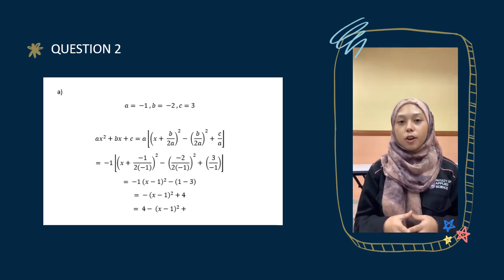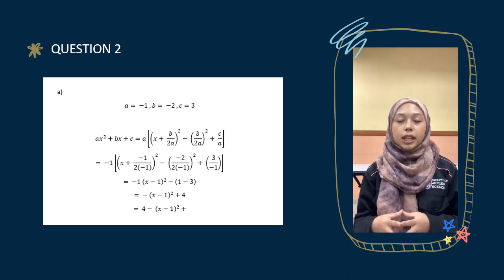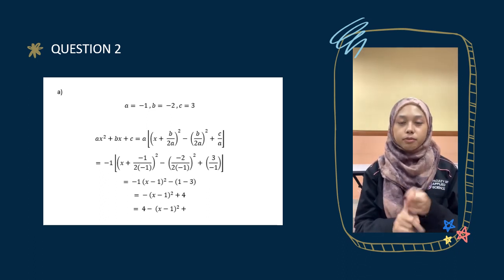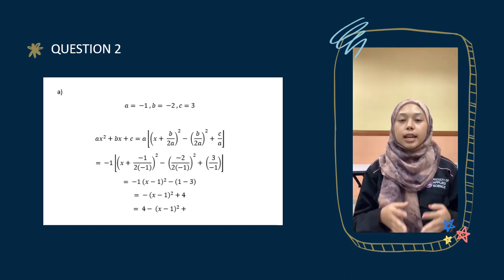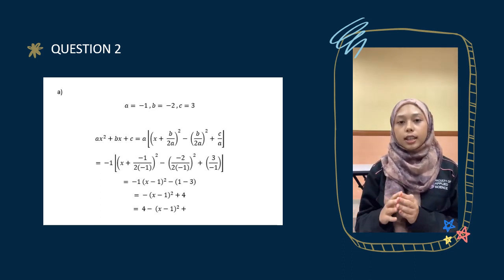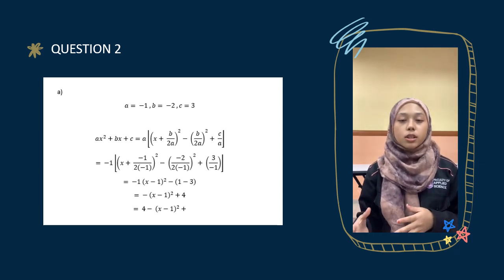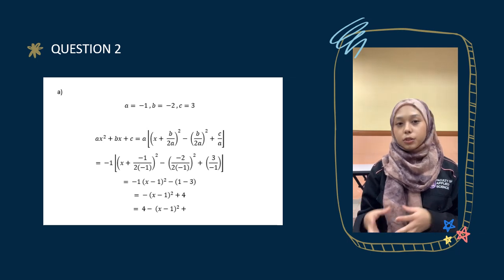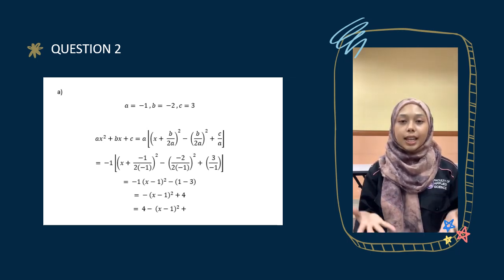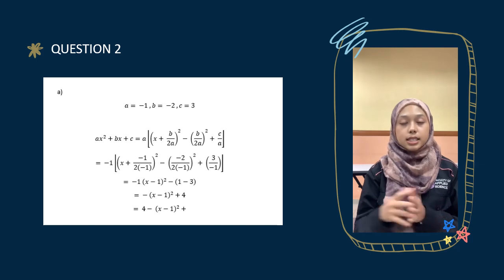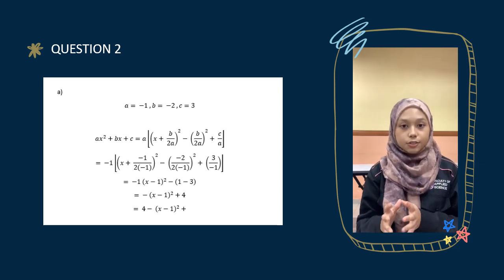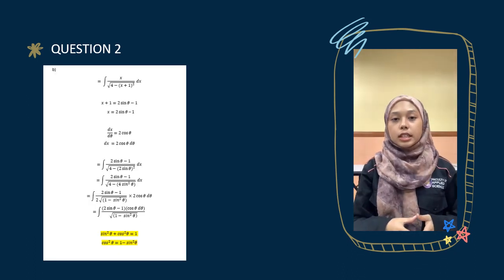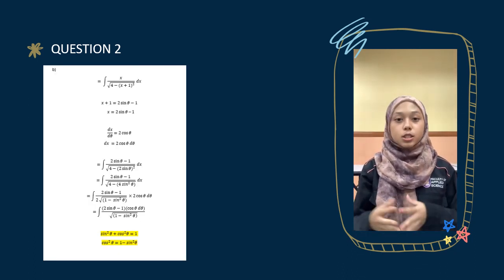By using the formula for completing the square, substitute the values of a, b and c. Thus, negative 2 divided by negative 2 gets positive 1, and 3 divided by negative 1 gets negative 3. So the final answer is negative (x minus 1) to the power of 2 plus 4. Because the negative sign is in front, I changed the position and put the positive 4 in front instead of the negative sign.